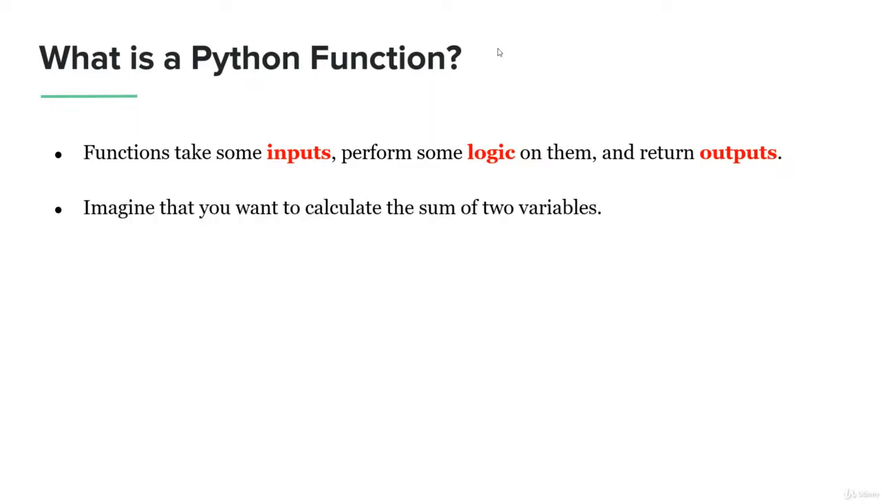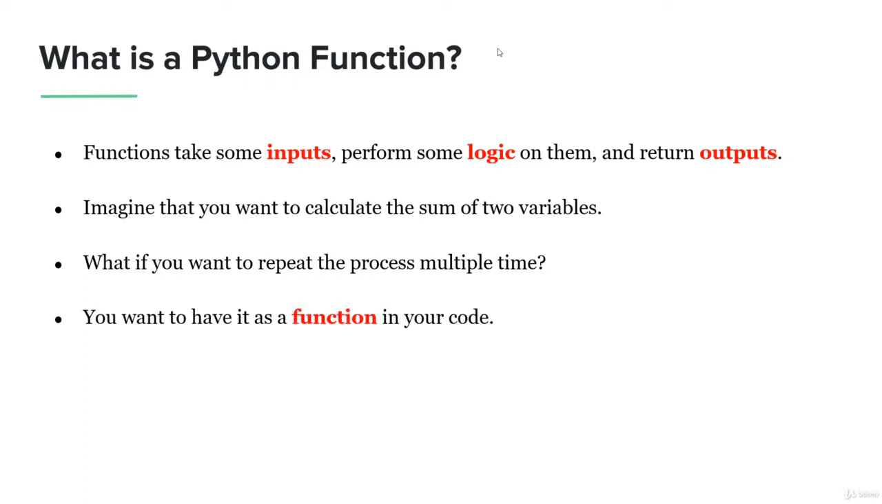Okay? Imagine that you want to calculate the sum of two variables. What if you want to repeat this process multiple times? It's better to have this process or this logic as a function in your code, right? Functions are considered the first level of abstraction. So you can have a function that calls another function.